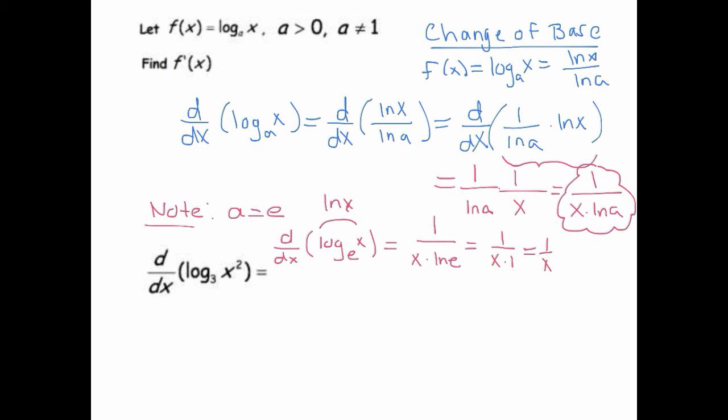So let's finish with this derivative here. The derivative of log base 3 of x squared: according to our rule, we're taking the derivative of log base 3 of something, and that's going to be 1 over that something times ln of the base. But we have to remember to multiply by the derivative of what's inside, which is 2x. And so if we cancel, we end up getting 2 over x times ln of 3 as a final answer.